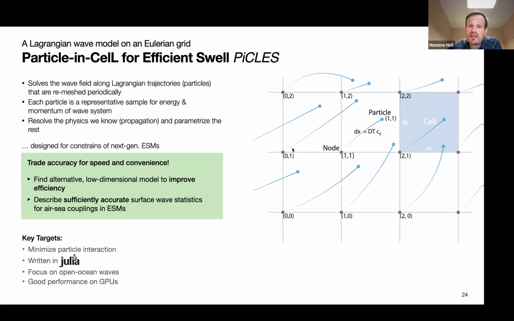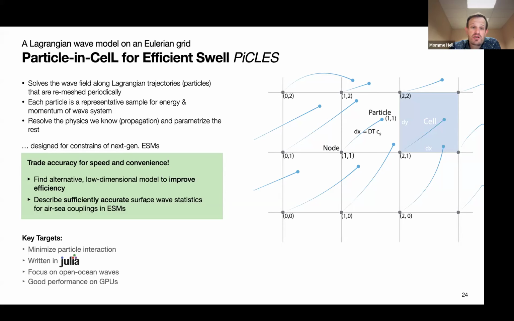We represent the waves in a Lagrangian sense. That means that at each ocean grid point, we seed a particle and then solve the wave action equation along this particle. After some while, we remesh these deformed particles back to the ocean grid. We know how to solve the wave action equation along the Lagrangian path, but what is new here is that we do this remeshing in a conservative way.